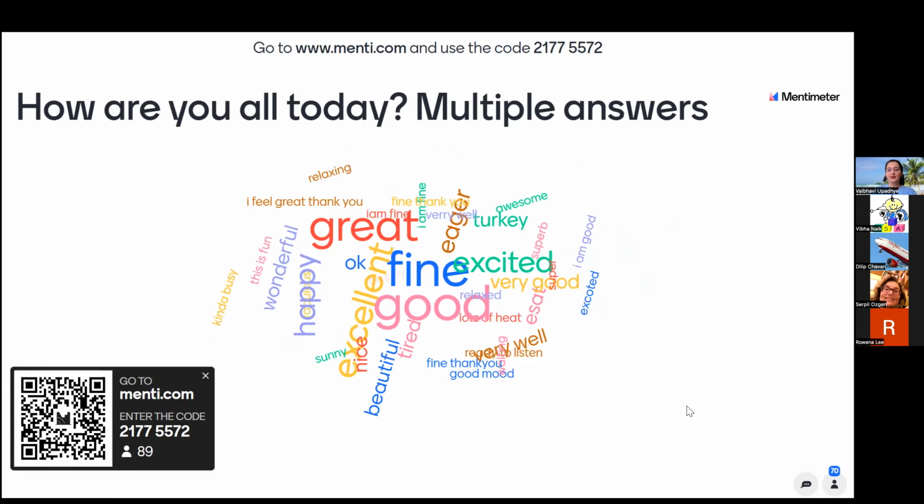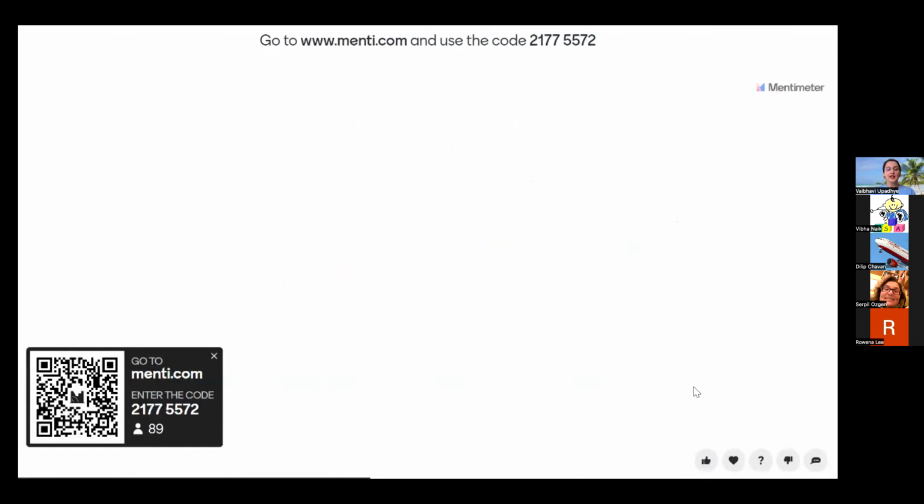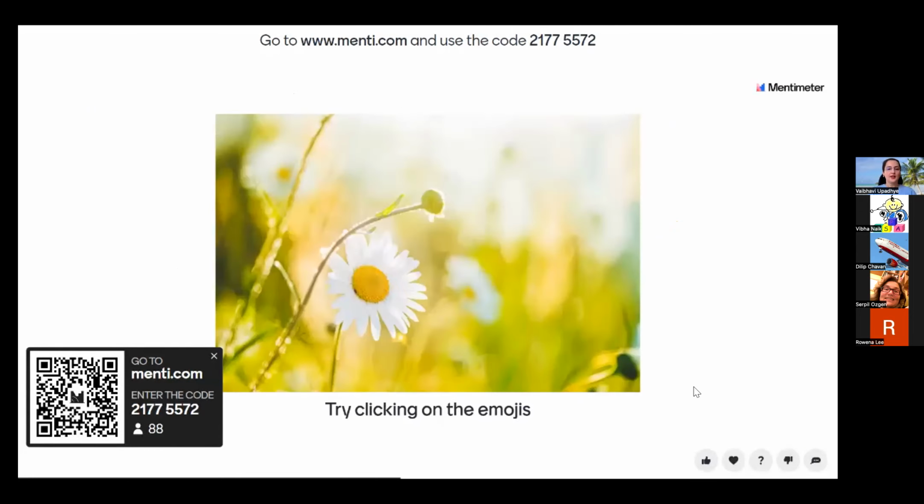Okay, so now I take you to the other aspect of Menti. Now, apart from the answers, the presentation might have certain images, certain videos, and if you like them, you can actually use the emojis like a thumbs up, heart, a question if you have some. You can just keep telling us how you feel through these emojis.